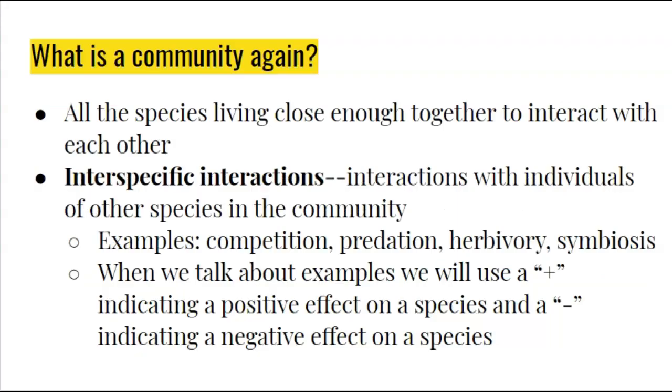A community, so it goes organism, population, community. So community is all the species living close enough together to interact with each other. And there's going to be lots of interactions between these individuals, okay? Here are some examples. We're going to walk through a whole bunch of examples, so don't worry about writing these down yet. We're going to use a positive indicating a positive effect on a species and a negative indicating a negative effect on a species, okay?